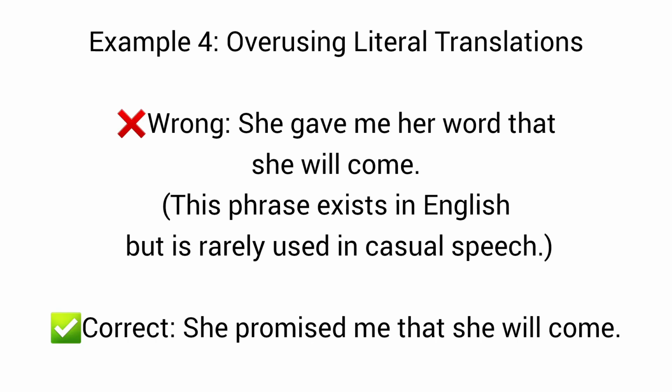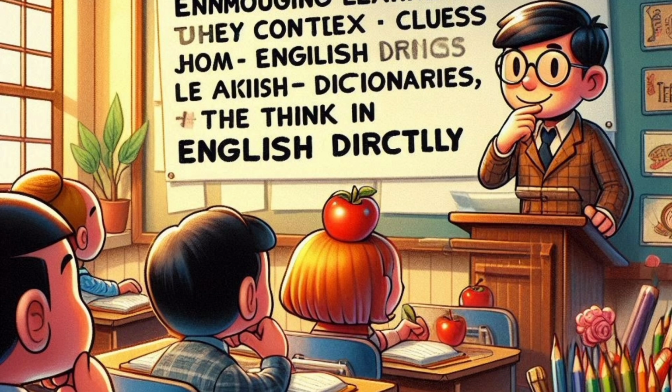Example 4. Overusing literal translations. Wrong: She gave me her word that she will come. This phrase exists in English, but is rarely used in casual speech. Correct: She promised me that she will come. Why? A translation dictionary might suggest gave her word as a match for a native phrase, but in English, promise is more natural. Instead of translating, try to guess the meaning from context, use an English dictionary, and practice thinking in English. The more you do this, the more natural and fluent your English will become.